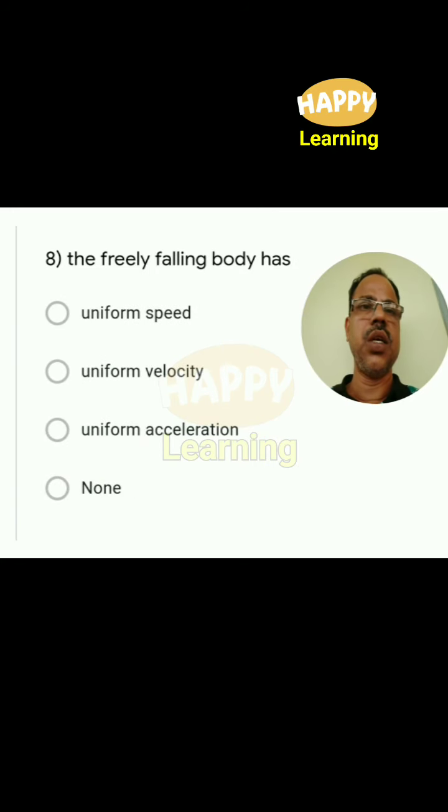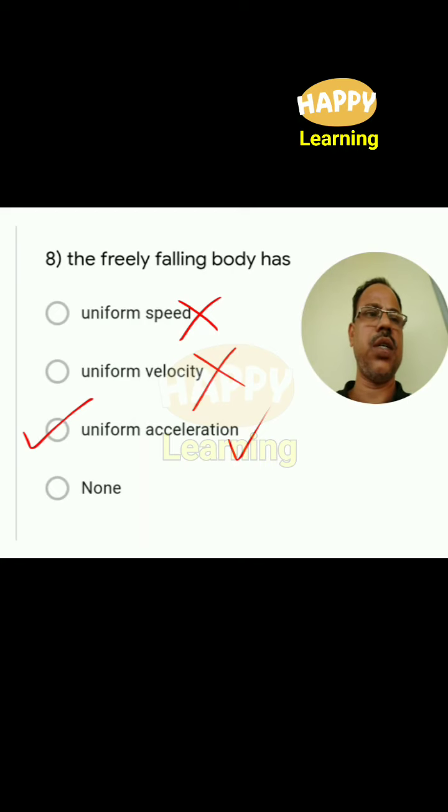Then next question. The freely falling body has uniform speed, wrong answer. Uniform velocity, wrong answer. As it falls down, speed increases, which means velocity also increases. So uniform speed is wrong, uniform velocity is wrong. Uniform acceleration, correct. It cannot be none. So our answer is uniform acceleration. Right? Okay.